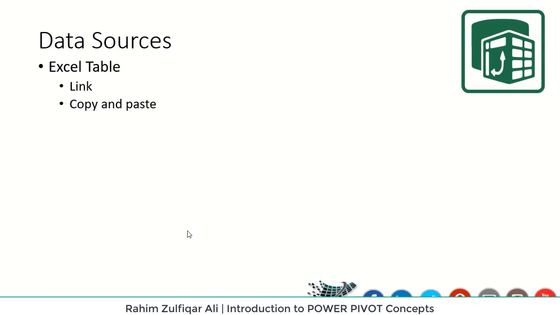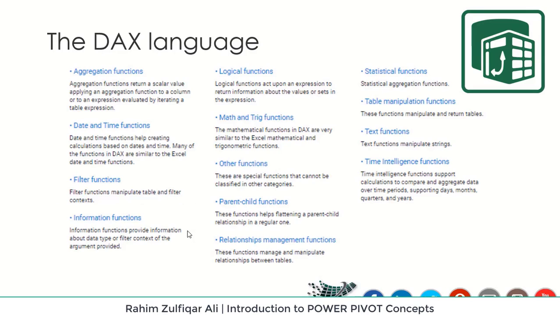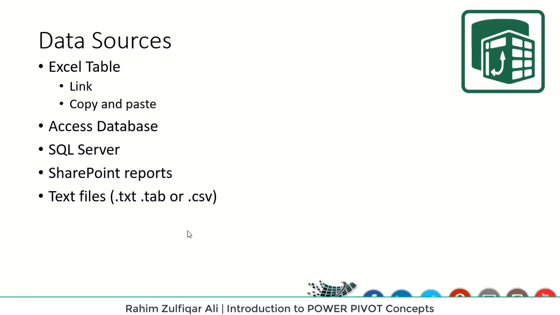So Power Pivot has the capability to get the data from different sources. You can have an Excel table, you can link that table, or you can copy paste it in the model. You can also get the data from Access databases, Access files, SQL Server, SharePoint reports, text files, and many others. So there are some different connectors available within Excel Power Pivot.